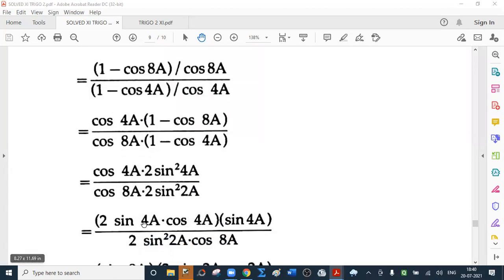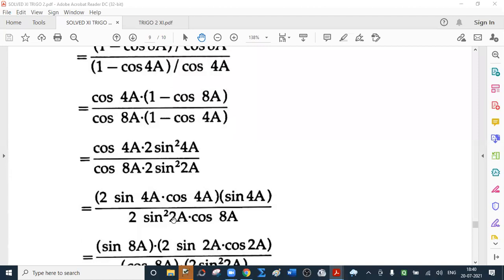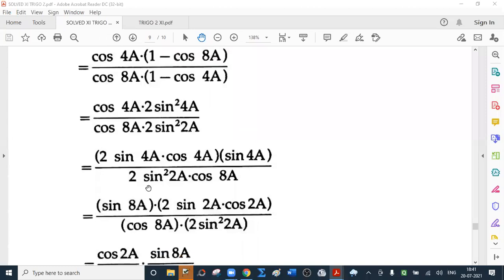Rearrange the terms. So 2 sin 4a cos 4a into sin 4a upon denominator as it is 2 sin square 2a cos 8a. Note that 2 sin 4a cos 4a is sin 8a. Reason: 2 sin theta cos theta is sin 2 theta. See, it is all about use of standard results.